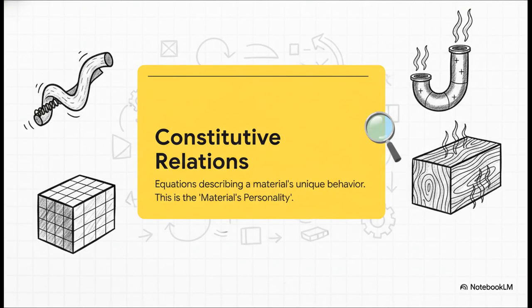But that universal rulebook isn't quite enough. We also need our second ingredient, constitutive relations. This is what defines the material's unique personality. Is it stretchy and bouncy like rubber, or is it super stiff like steel? Does it get hot really fast like copper, or does it stay cool like wood? These equations tell the model exactly how a specific material is going to react to things like forces or temperature changes.